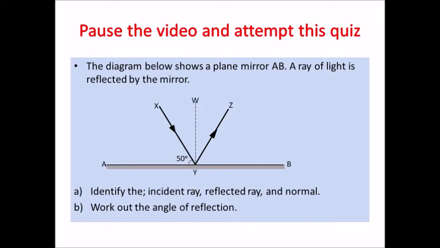You can now pause the video and attempt this short question here. It reads as shown in the text there. Then we have the diagram. There is the ray XY, there is the ray YZ, there is the line WY, and of course we have the mirror line AB. Your task here is to identify the incident ray, reflected ray, and the normal, then work out the angle of reflection. After reading this, pause the video, answer the questions, and then as a class you can share your answers and see what each person has.